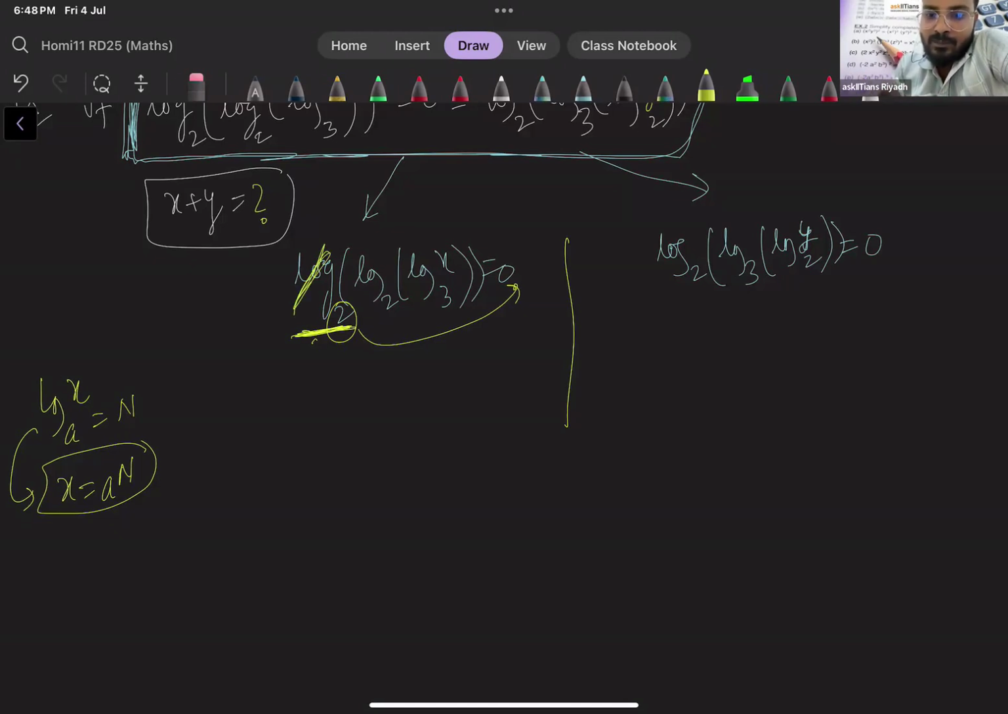So I'll write now what is left in the argument. These terms are left: log base 2, log x base 3, and this 2 will go to the right hand side and then it is raised to power 0. Any doubt in this step, guys? Let me know.